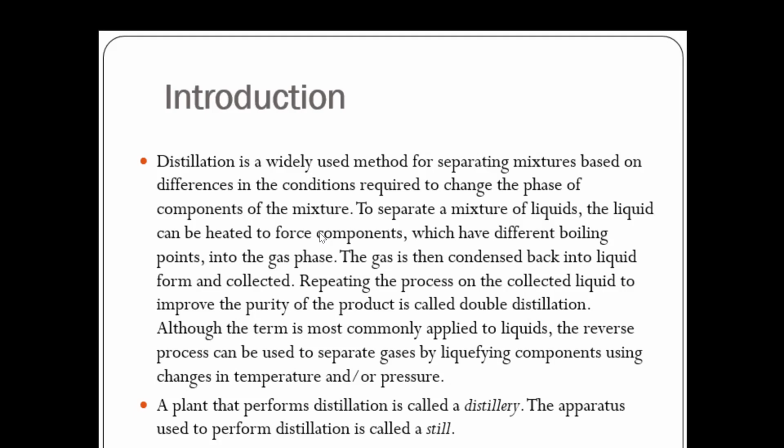One component will remain in the initial RB in which you took the mixture of components, and three will be separated. You can collect each fraction in a different RB or other glassware. So these are the fundamentals. Repeating the process on the collected liquids to improve the purity of the product is called double distillation.